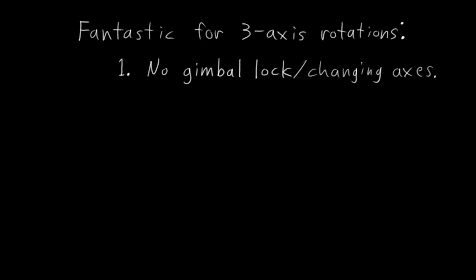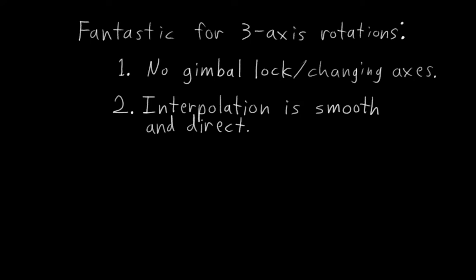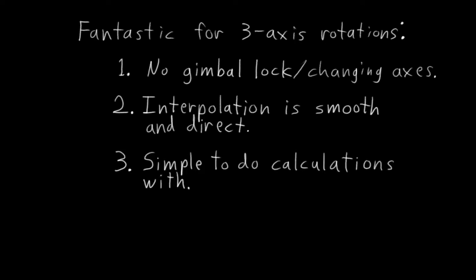First, no gimbal lock or changing axes, which are a big issue for Eulers. 2, rotation interpolation is smooth and direct, which is often not the case with Eulers in the general 3D case. And 3, there are several things that are trivial to calculate using quaternions that are a pain to calculate with other rotation representations, and these are things that are actually useful for rigging.